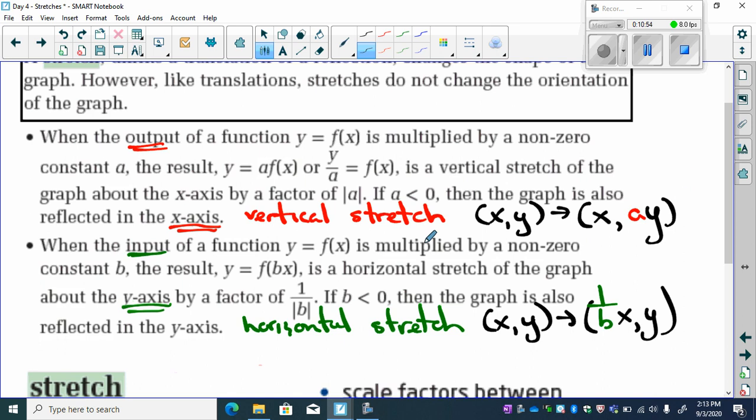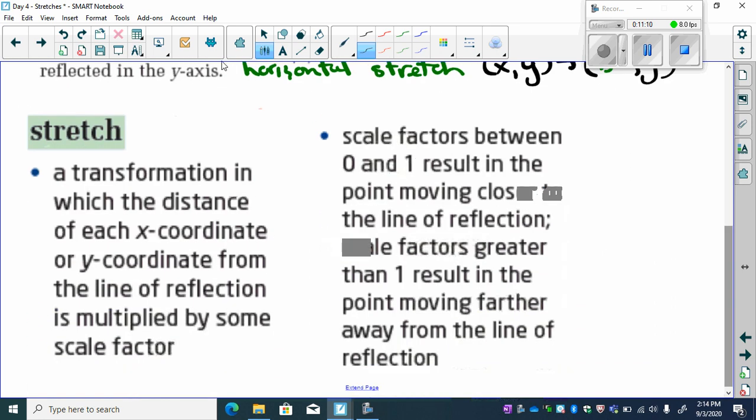Again, you would state it as an absolute value if you're stating the stretch factor. But if you're talking about reflection, the only way there's reflection is if the b value is a negative. So if the b value is a negative, you would have to say it's reflected in the y-axis. This just says that scale factors between 0 and 1 result in a point moving closer to the line of reflection, and a lot of times we refer to these as not vertical stretch, but vertical compression.